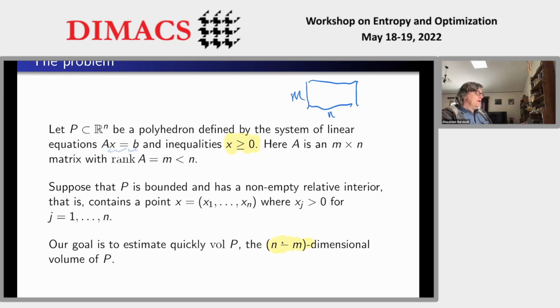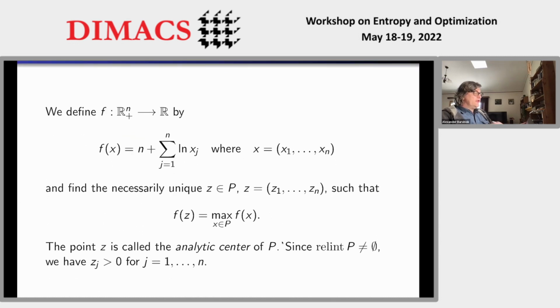Okay, if not, this is what we do. The non-formulaic part of this formula is that we do have to solve a single optimization problem on this polyhedron. We want to maximize the sum of logs of the coordinates. It's a concave function, of course, so the maximum will be attained in a single point.